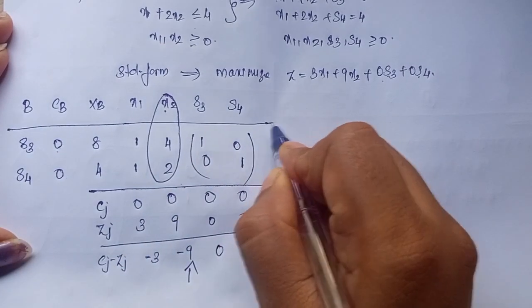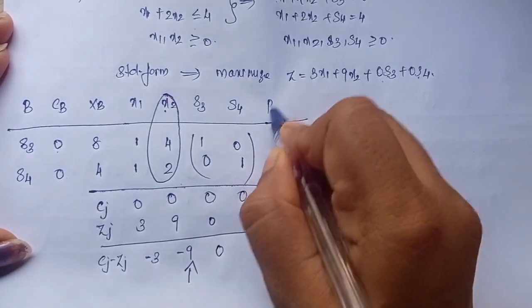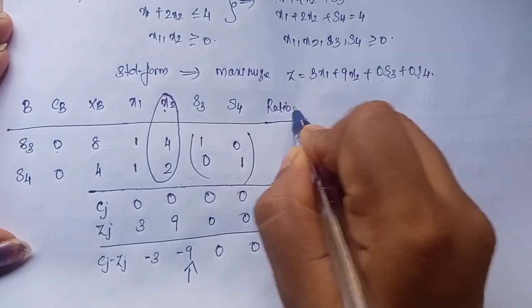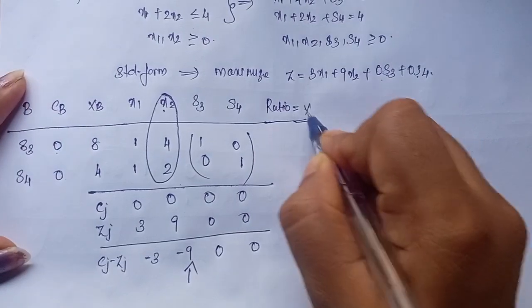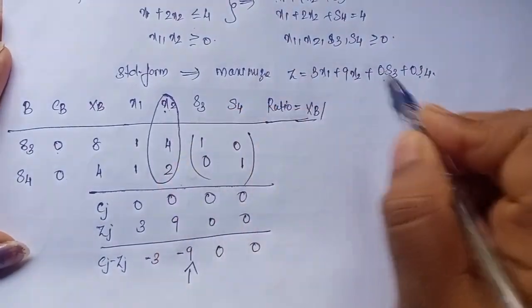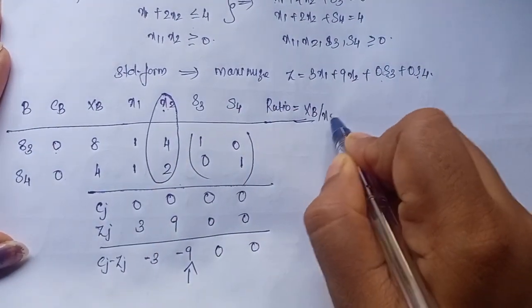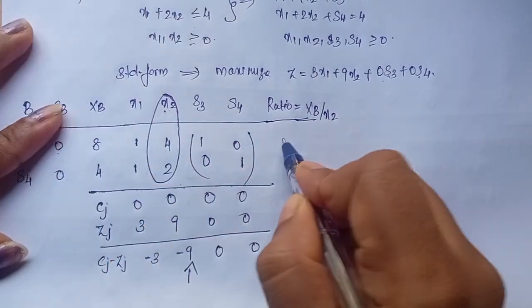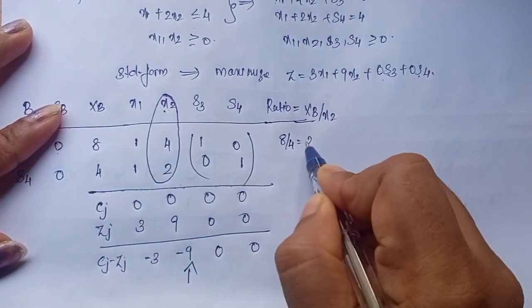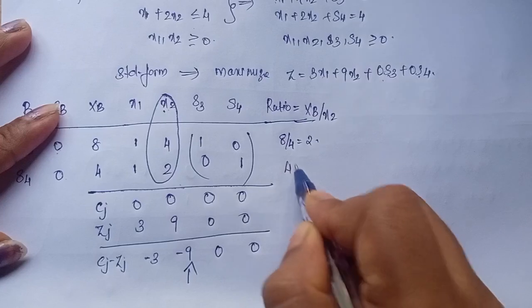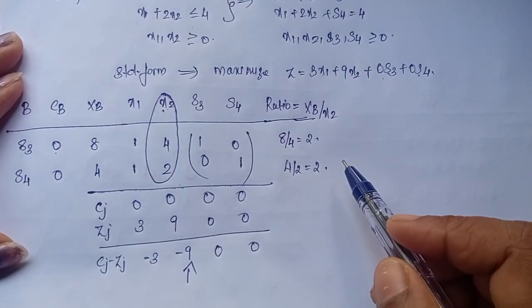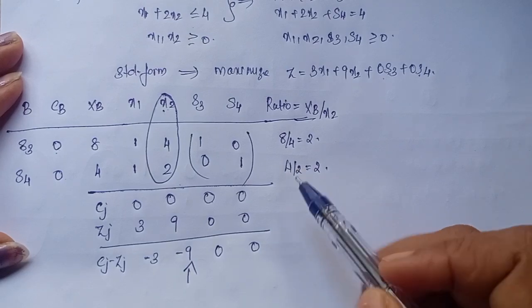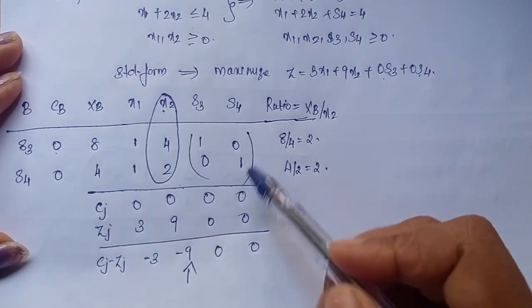Now we are going to find which one is the leaving variable. For this, we construct the ratio column. The ratio is xb divided by x2. It is 8 by 4 equal to 2. 4 by 2 equal to 2. So we had a choice between the variables s3 and s4 for the leaving variable.